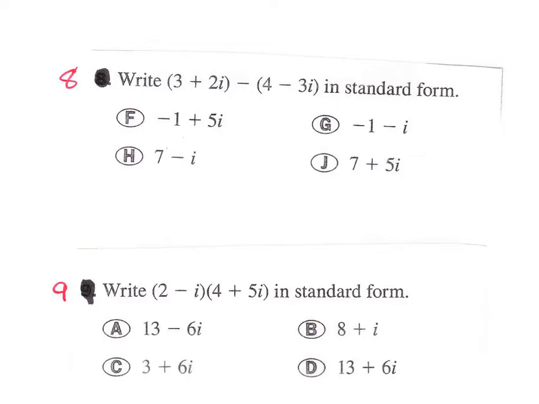On number 8, write the set 3 plus 2i minus the set 4 minus 3i in standard form. Don't forget, you're going to want to distribute that negative in first and then combine your like terms. But one thing I want to caution you is remember, i squared is the same thing as negative 1. i squared equals negative 1.